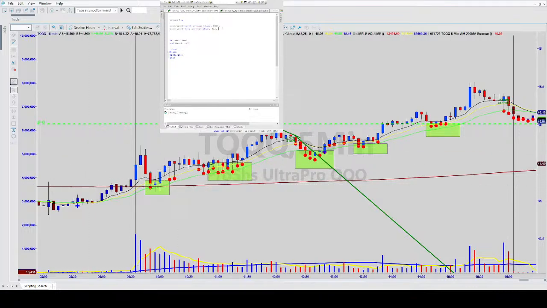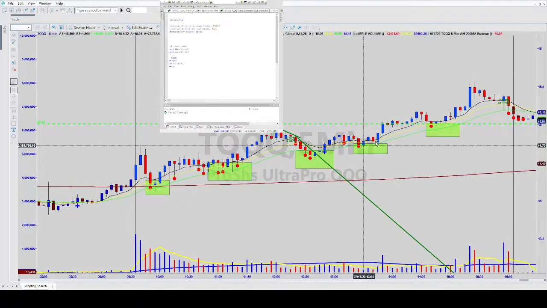So what I'm going to do for condition 2 or 3 is: condition 3 equals the close is less than the open. Boom. Come down here and add condition 3.